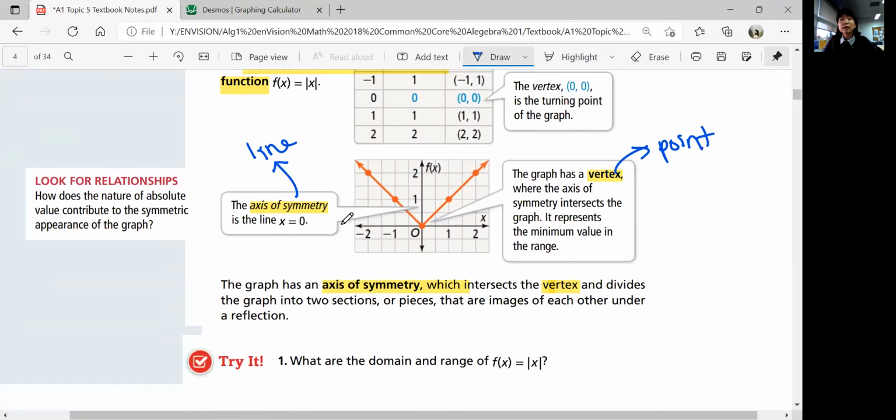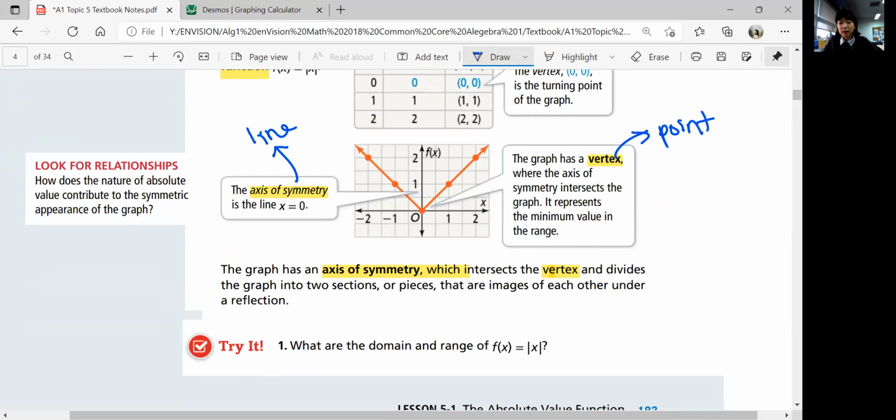Okay, so what are the domain and range of the absolute value function? We learned about domain and range in the last topic. So what are they? Domain would be all the possible values for x. Range would be all the possible values for y. So what is the domain? Do you see all the x numbers? Your graph is extending this way, right?